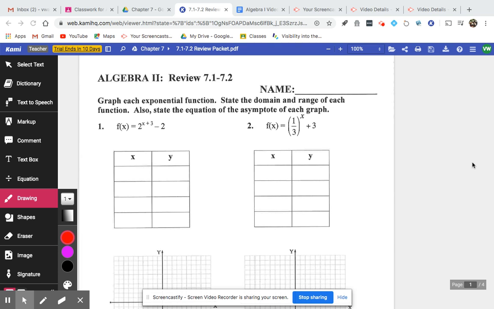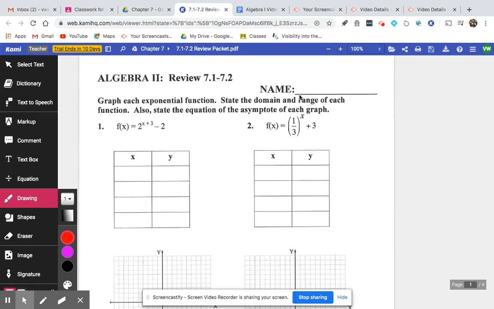So you are working on the review for 7.1 and 7.2. I'm going to split this up into two videos because I don't want to record a 20-minute video. So I'm going to do numbers 1 through 4 for this first video, and then in the second video, I'll do number 5, number 6, and number 7. So stay tuned for that.